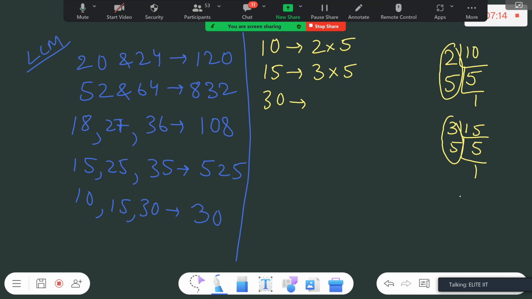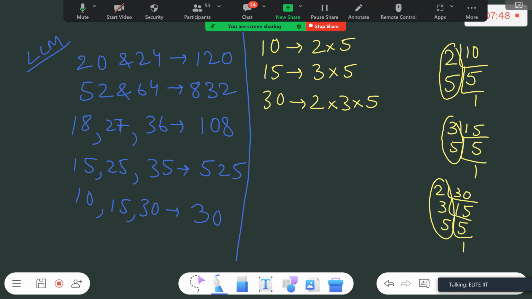Then for 30, can you divide by 2? Yes, it will be 2 into 15. For 15 again, we start checking from 2. Can you divide 15 by 2? No. By 3? Yes, it will be 3 into 5. Now 5 is itself a prime number. So 30 is 2 into 3 into 5.